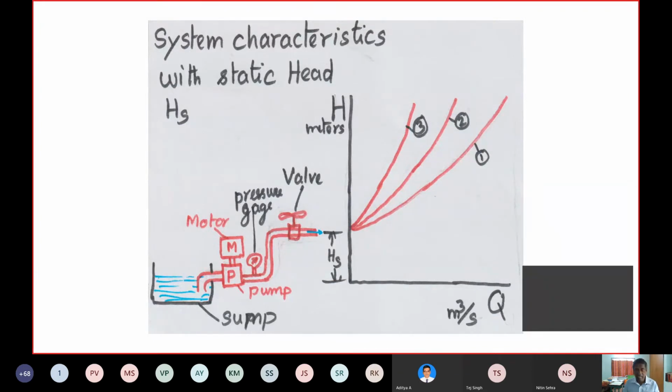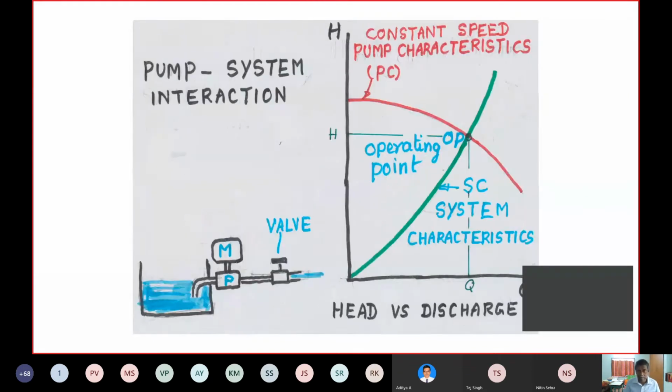Okay, I'll move on to the next one. This is important: the pump system interaction. You have a pumping system: a pump, a motor, the water in the sump, and then the exit valve is there. You get the head discharge characteristics, head versus discharge.